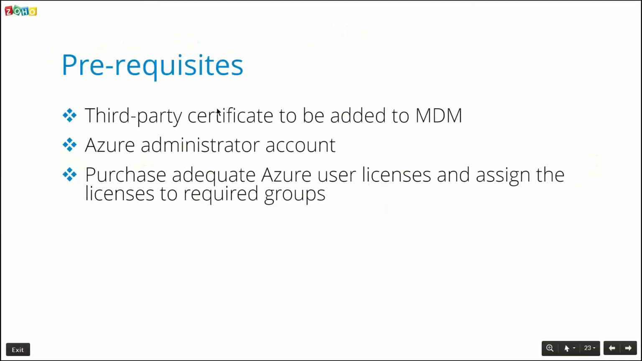We have few prerequisites to enroll the devices using Autopilot. First, we need to have a third-party certificate added to MDM server. You will also need an Azure admin account as we leverage Microsoft Azure to enroll the devices. You also need to purchase adequate Azure user licenses for the number of devices we are going to enroll using this method and assign these licenses to the required groups.